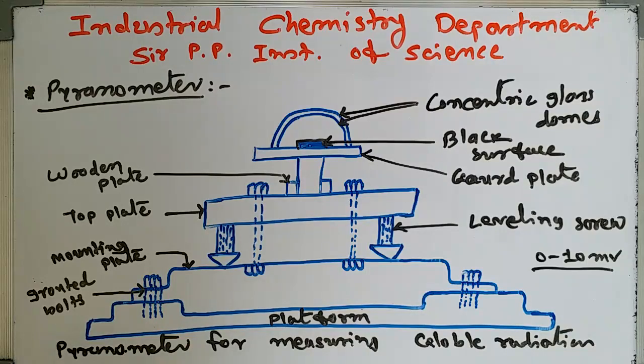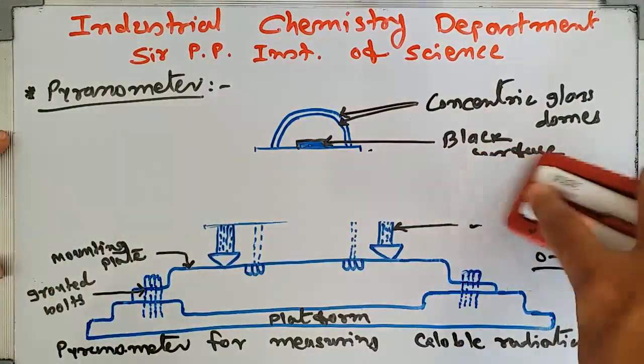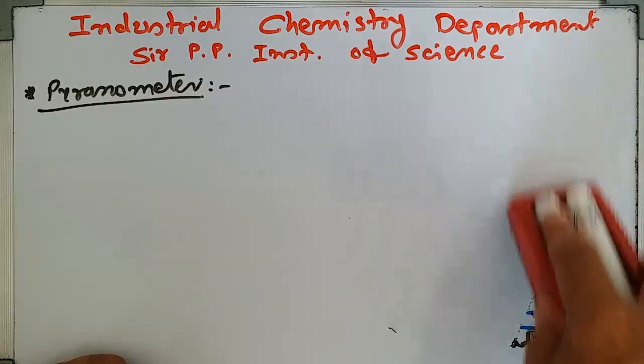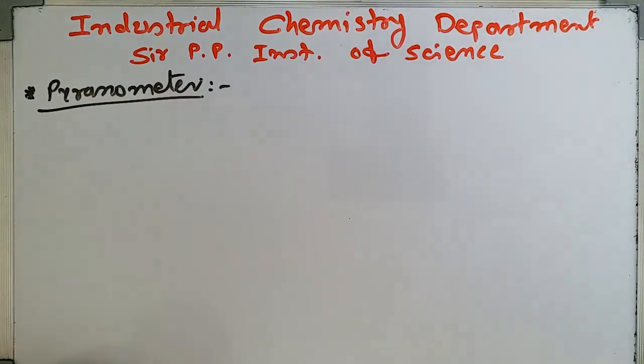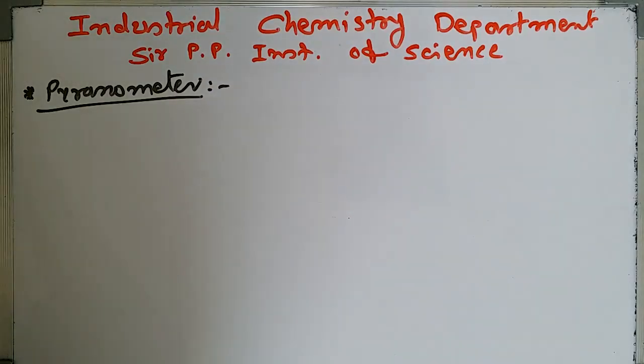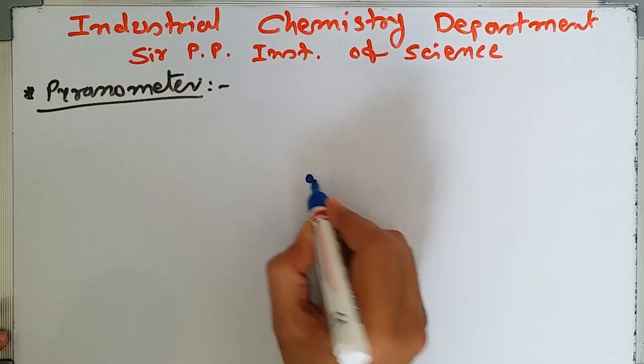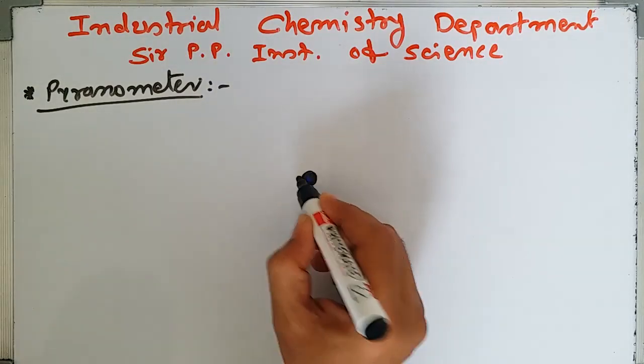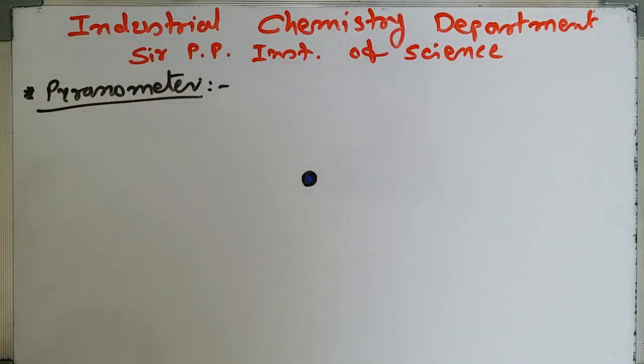Now we draw the figure for the pyranometer for measuring diffuse radiation. I rub out this figure and we draw the diffuse radiation measuring instrument, that is the pyranometer. In this instrument there is a black surface. I draw it with the help of a black pen. This is the black surface which absorbs solar radiation.